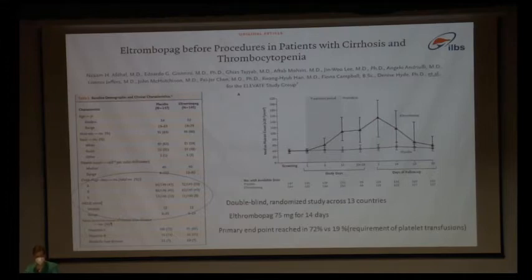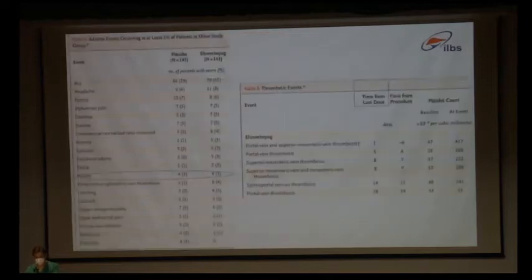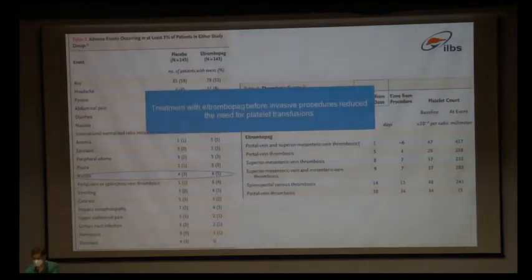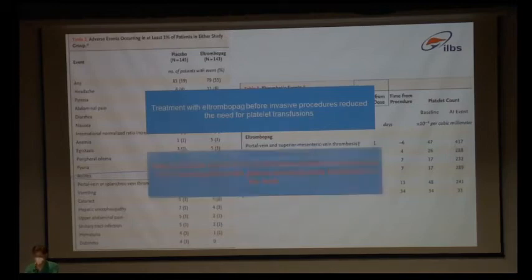But this study was not without adverse events. The most common adverse events seen were portal vein and splenic vein thrombosis, and in fact this was seen in nearly 6 patients, and it led to the early termination of this trial. So even though this trial did postulate that treatment with eltrombopag before invasive procedures reduced the need for platelet transfusion, it also showed that there were more thrombotic events in the portal venous system with eltrombopag, thereby causing an early termination of this study.